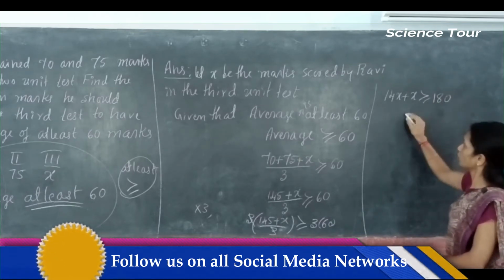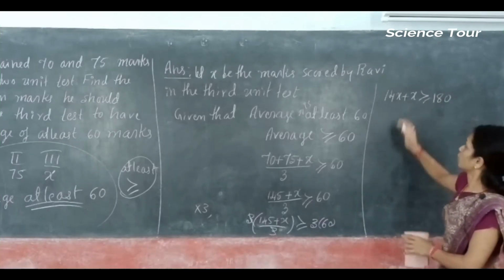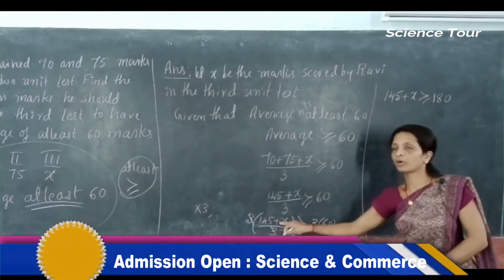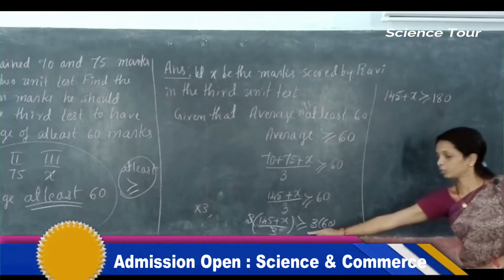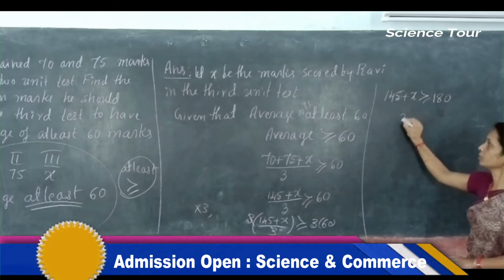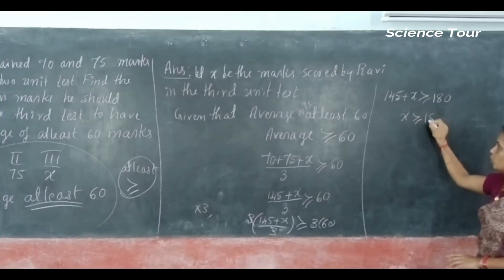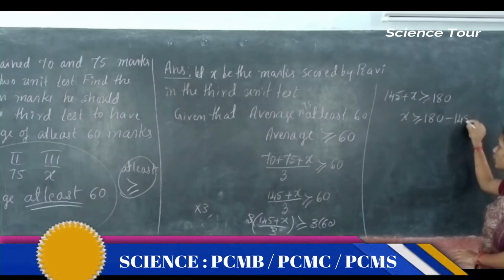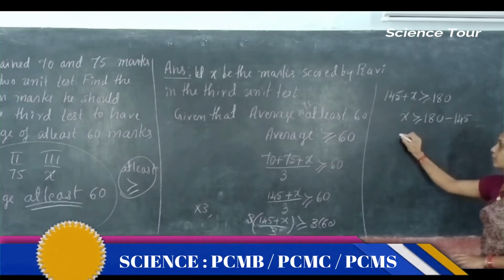Okay. Now here, 145 plus x greater than or equal to 3 into 60, that is 180. Keep only x on the left. So x is greater than or equal to 180 minus 145. And that gives you what?